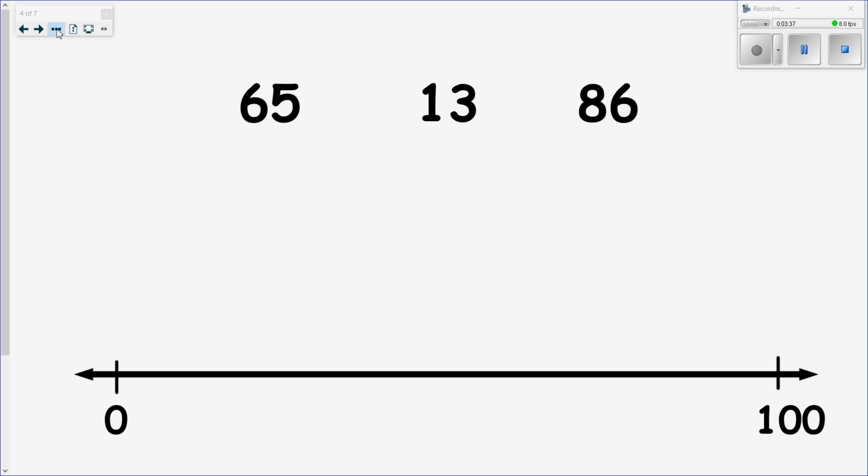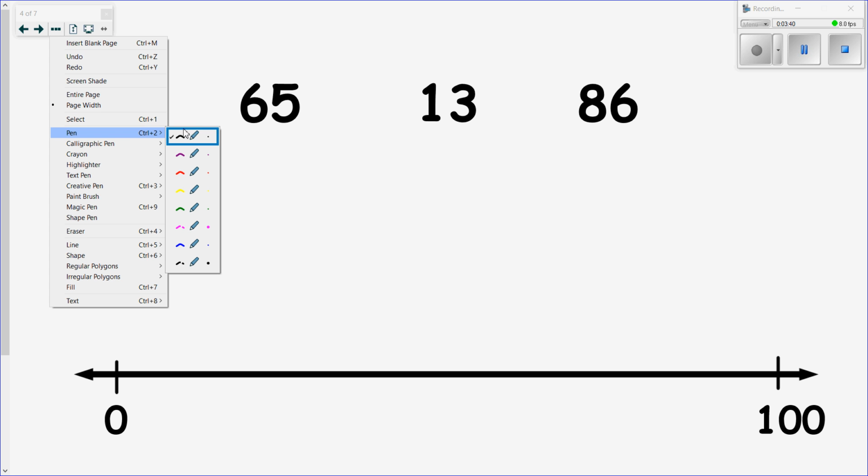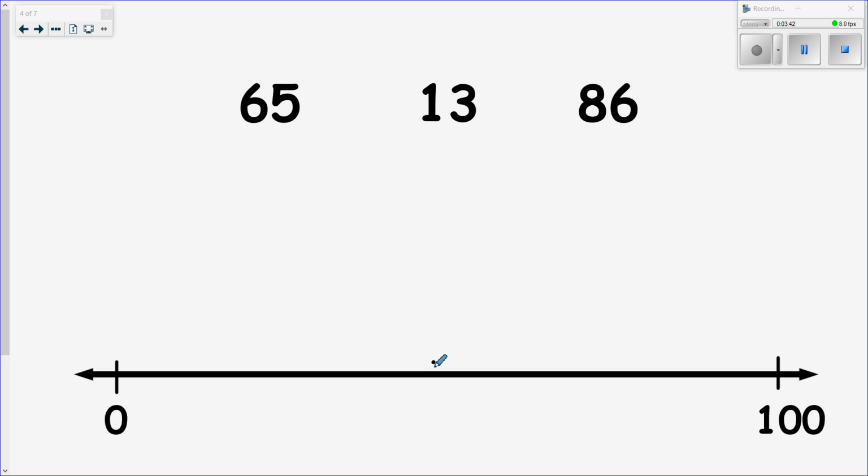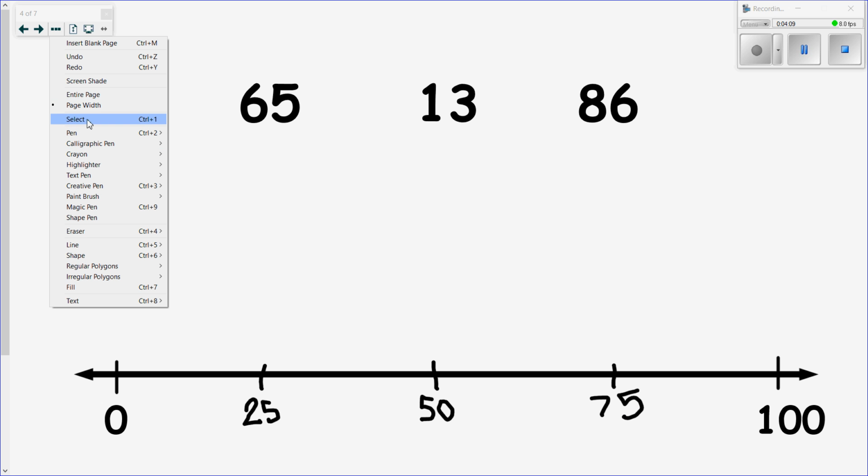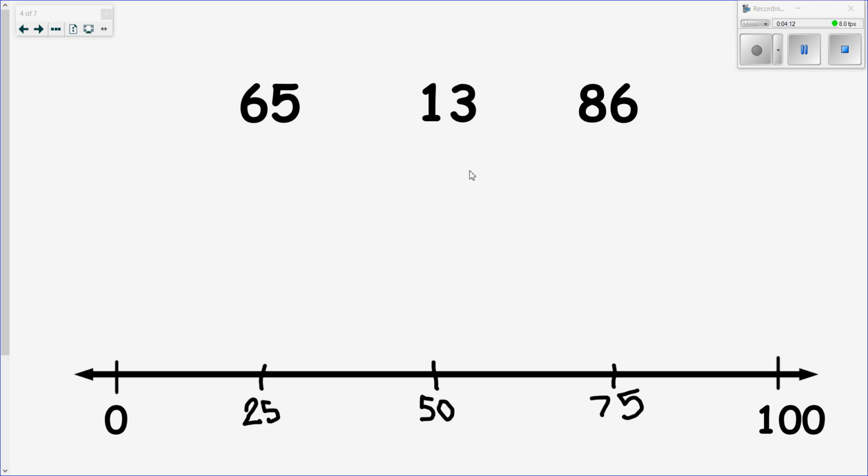So we're going to actually write those in this time. So the halfway point between 0 and 100 was 50. The halfway point between 0 and 50 is 25. And the halfway point between 50 and 100 is 75. So now that we have all those markers, let's figure out where to put these numbers.